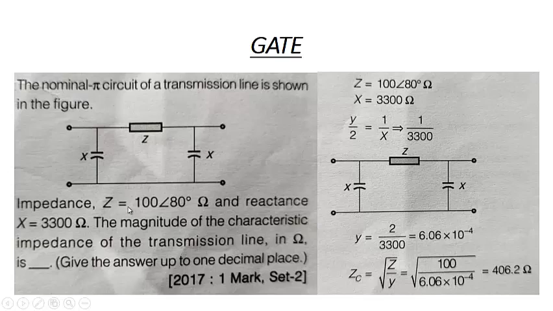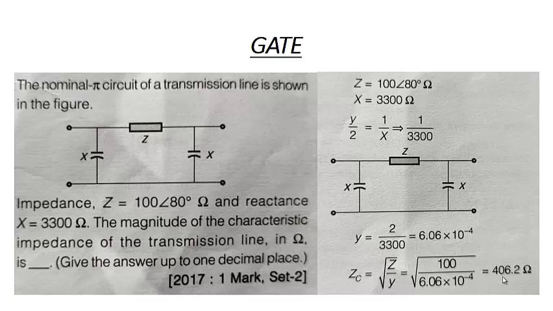As we know, the characteristic impedance ZC is given by the square root of Z divided by Y. First you need to find Y. Since X is given, X is actually the reciprocal of half of the total admittance. So Y by 2 is equal to 1 by X, that is 1 by 3300, and Y will be equal to 2 by 3300. Since we are only interested in the magnitude, Z is 100, so 100 divided by this value comes out to be 406.2 ohms.